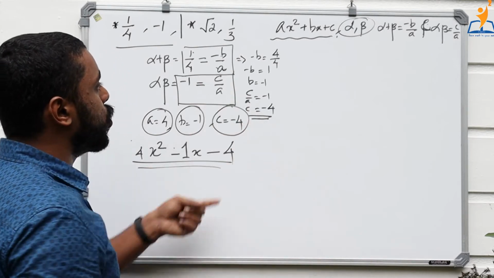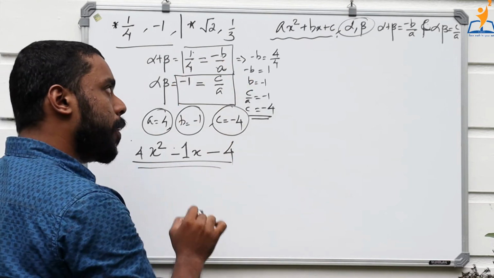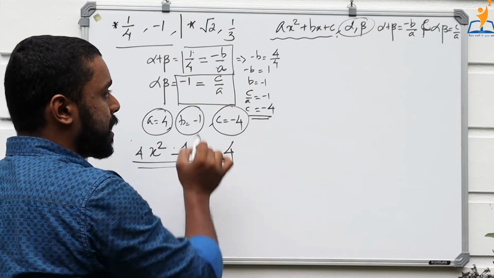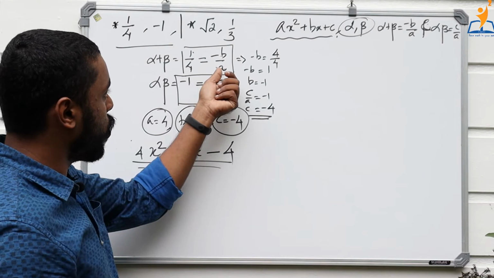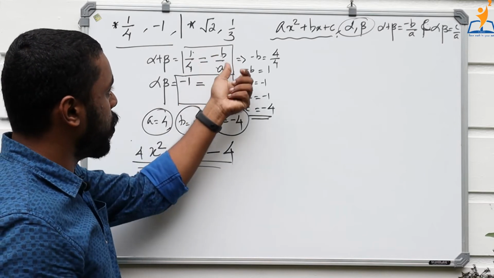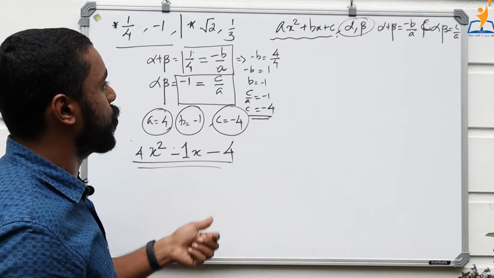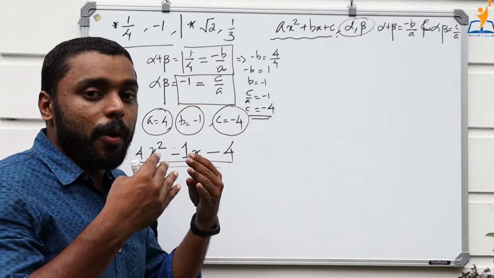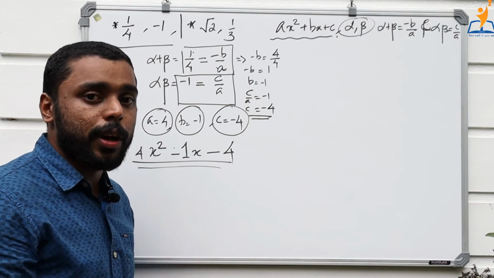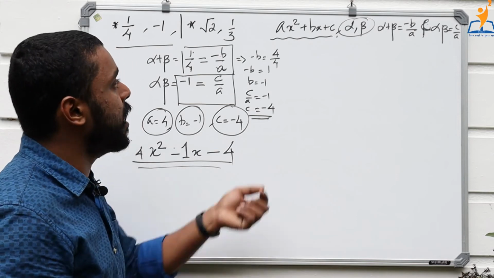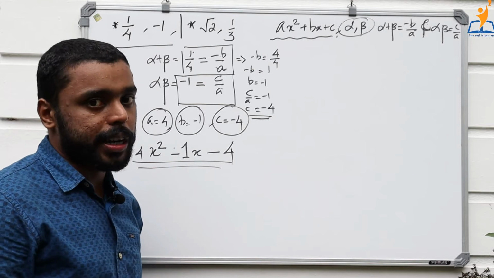If a is substituted as 8, then minus b is equal to 8/4, which is 2, so b is equal to -2, and c is equal to -8. So for different values of a we get different values for b and c. Similarly, by substituting various values for a, we can generate various b and various c, so that we get different ax square plus bx plus c. I hope you understood this very well.